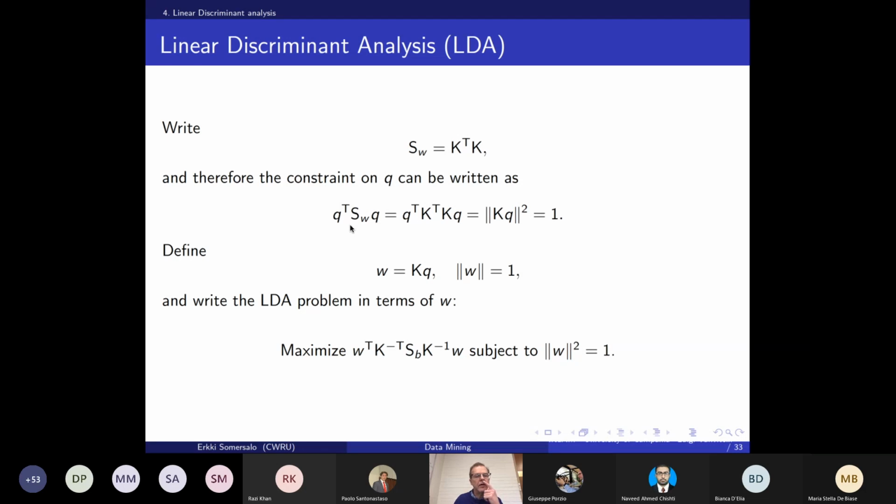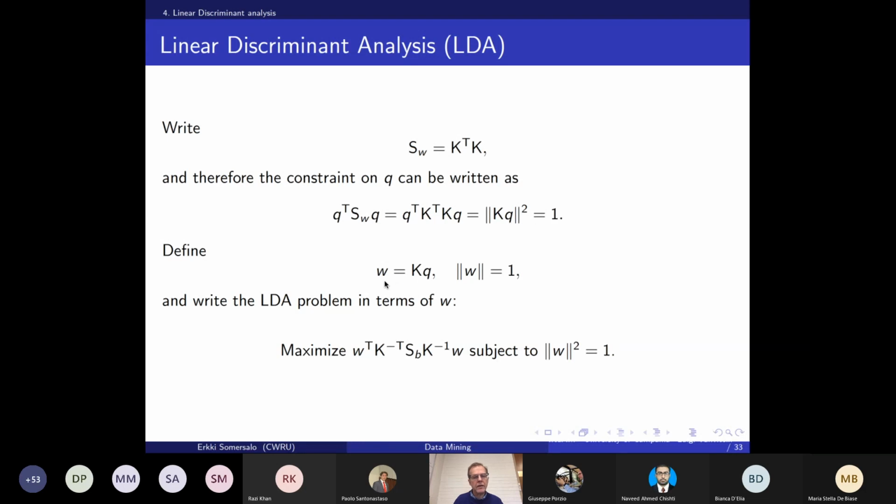Remember, I'm scaling my Q vectors in such a way that Q transpose S_W Q is 1. So I'm plugging in here my Cholesky decomposition of S, and I get Q transpose K transpose K Q. Well, this is the same as (KQ) transpose times KQ, which is the norm of KQ squared. And this was supposed to be 1. So I'm choosing my Q in such a way that the norm of KQ is equal to 1.